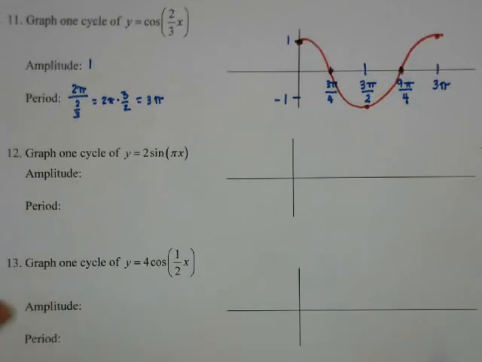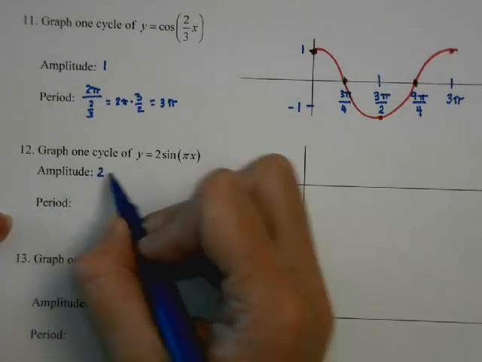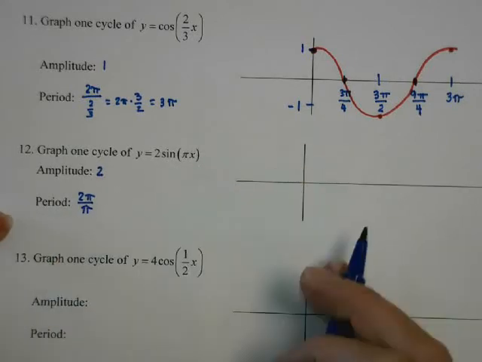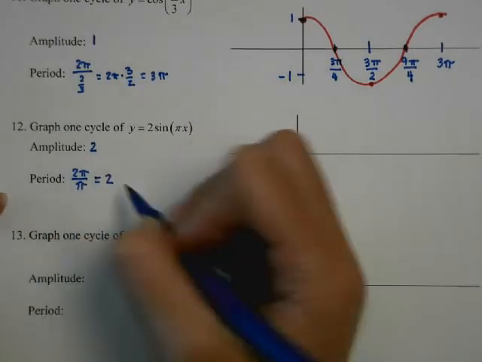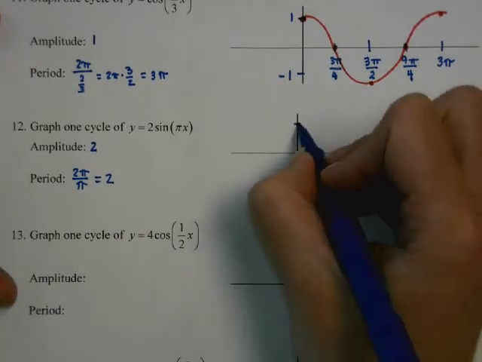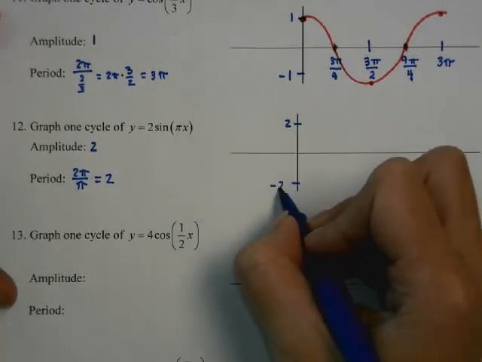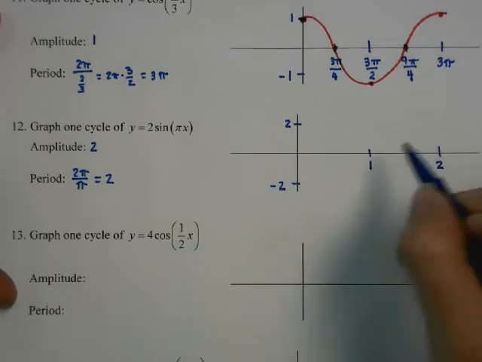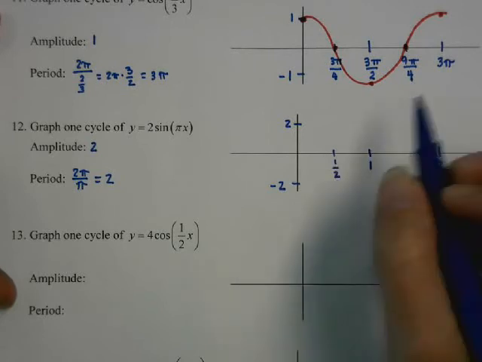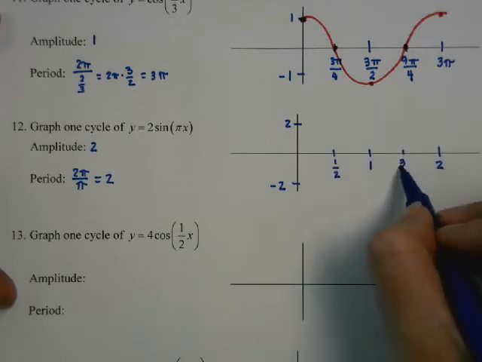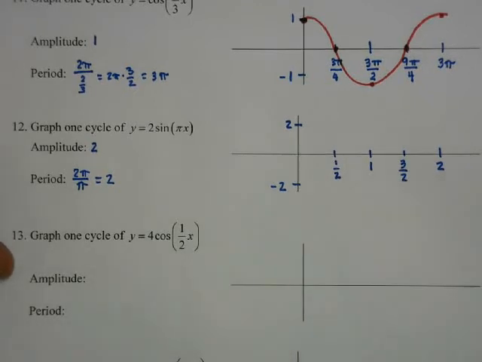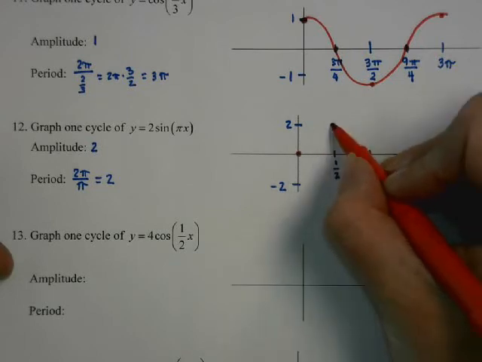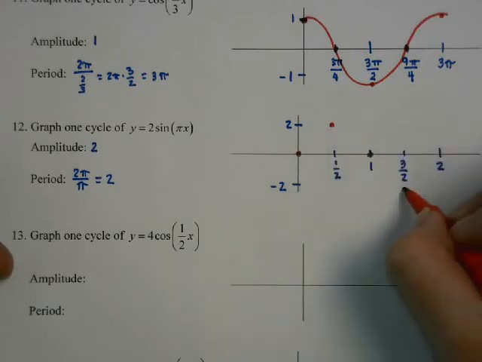Okay, this one our amplitude is going to be 2. Our period is going to be 2 pi divided by pi, which gives us 2. So my max is 2, my minimum is -2. On this axis, we'll put 2, cut that in half, cut that in half. So this is 1/2, 2 halves, 3 halves. This is going to be a sine curve, so it's going to look like the one on the top. Starts at the middle, goes up, middle, down, middle.